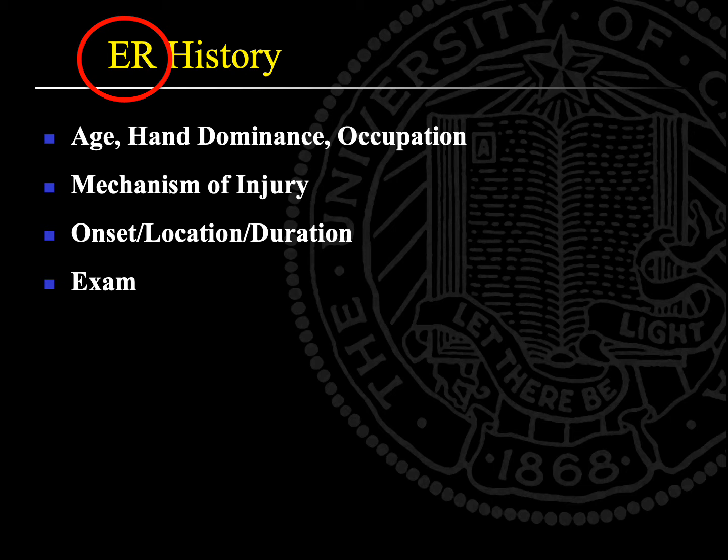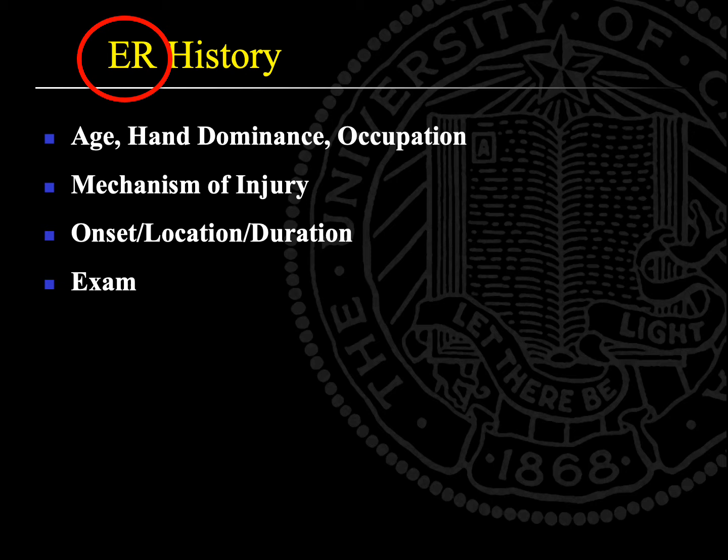And obviously onset, location, and duration. So it's really important for us to know how recently this happened, particularly in the setting of an amputation or a potential replant, because we need to know what the ischemia time is, whether it was warm or cold, whether it's been preserved appropriately, and then really moving on to the exam, right?